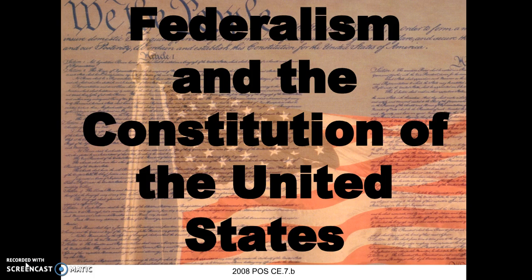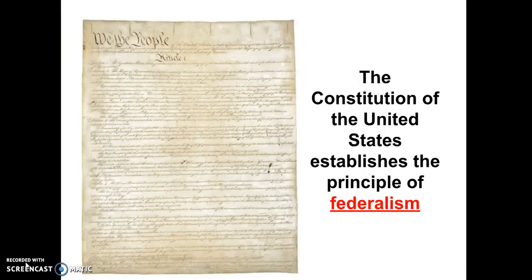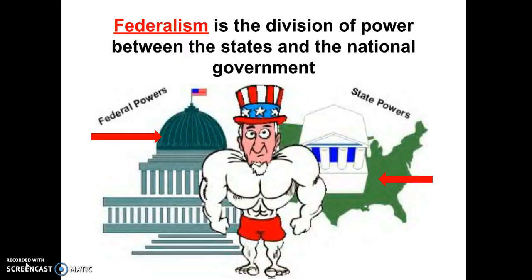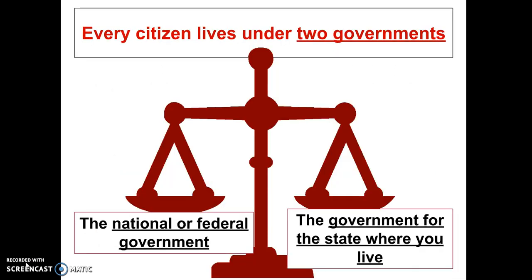So, federalism and the Constitution of the United States. The Constitution of the United States establishes the principle of federalism. What is federalism? Federalism is the division of power between the states and the national government. Every citizen lives under two governments, the national or federal government and the government in the state where you live. So here in Virginia, we live under the rules and regulations and rights and freedoms of the U.S. government, and also the rules and regulations and rights of the Virginia government.